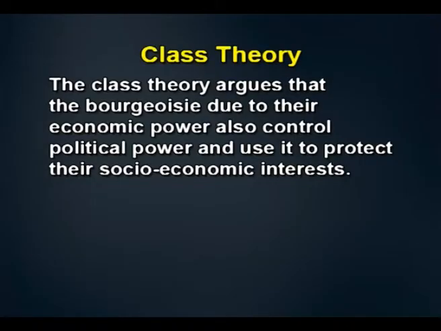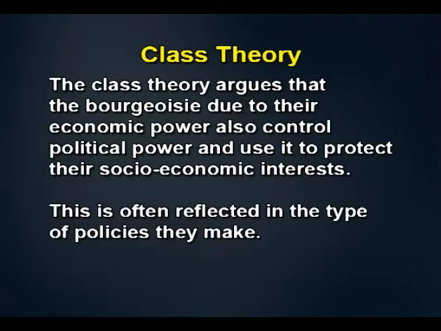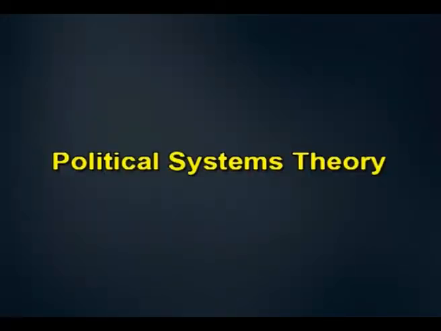These conflicts often arise due to resistance of the proletariat to exploitation by the bourgeois. The class theory argues that the bourgeois, due to their economic power, also control political power and use it to protect their socio-economic interests. This is often reflected in the type of policies they make. Thus, public policies often reflect the interests of the bourgeois. On the other hand, the proletariats attempt to influence public policies to their advantage through industrial conflict, such as strikes, work to rule, etc.